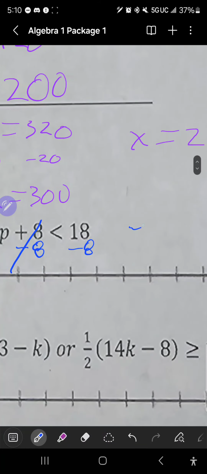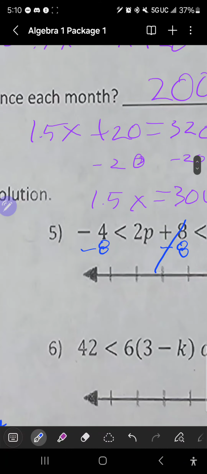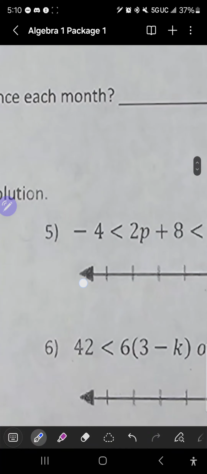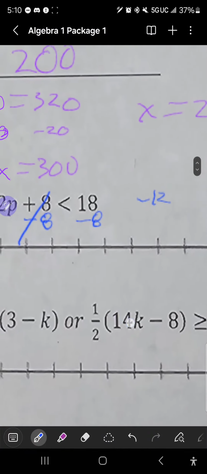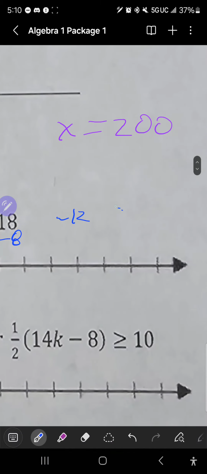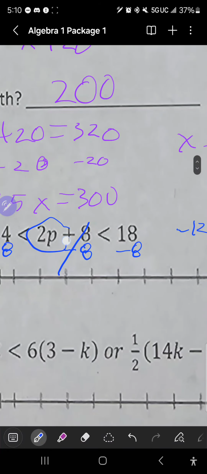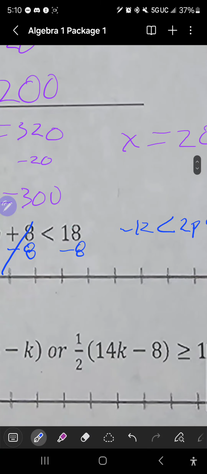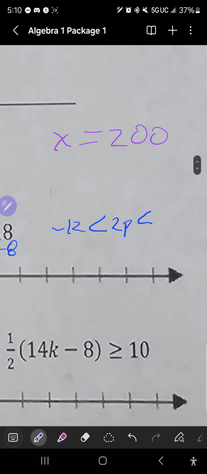This is going to be -12, because they have the same sign, so I just keep the negative sign and add them, and 8 plus 4 is 12. And this is going to be less than 2p. We keep our variable. This is going to be less than 18 minus 8, which is 10.